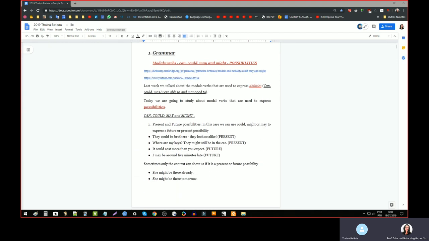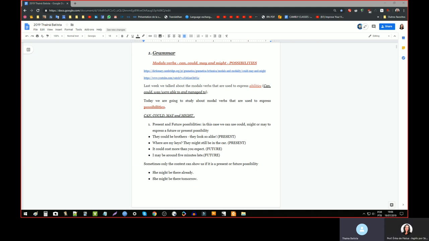Cool. So for today, modal verbs, right? This is the modal verb month. Tell me what you practiced this week. Okay. So last week, we talked about modal verbs that I use to express abilities. So we talked about can, could, was, were able to, and managed to. Yes. So for today's grammar topic, I chose modal verbs that I use to express possibilities. So we are going to talk about can, could, may, and might.